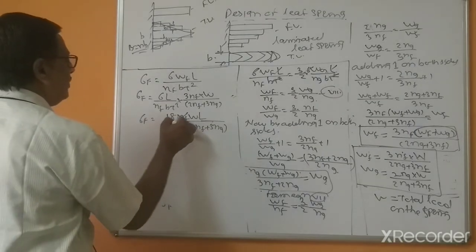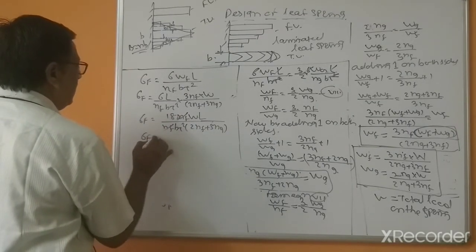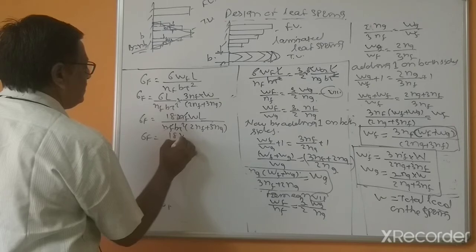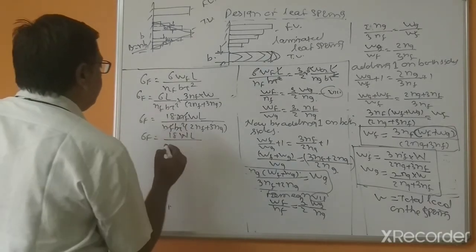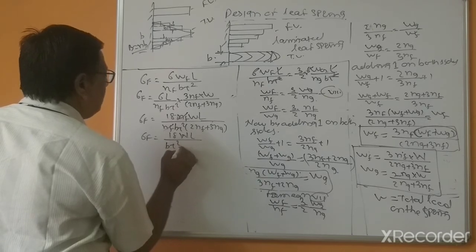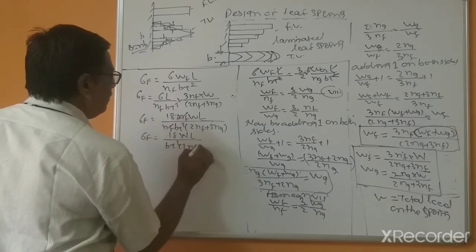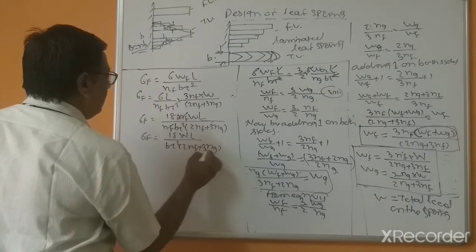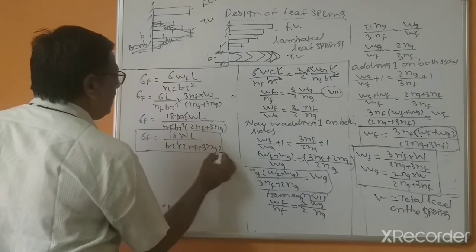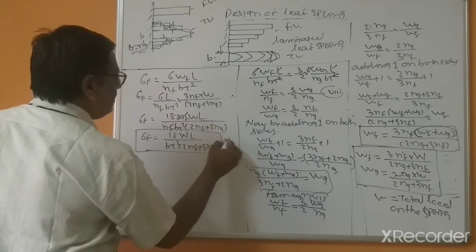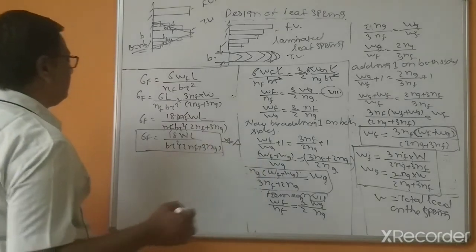So this Nf will get cancelled, and σf equal to WL divided by B t squares, 2Nf plus 3Ng. So this is the last expression, and this is important for the calculation purpose.